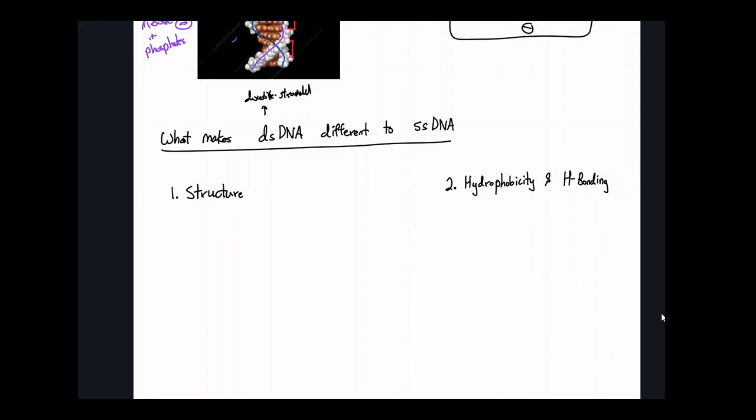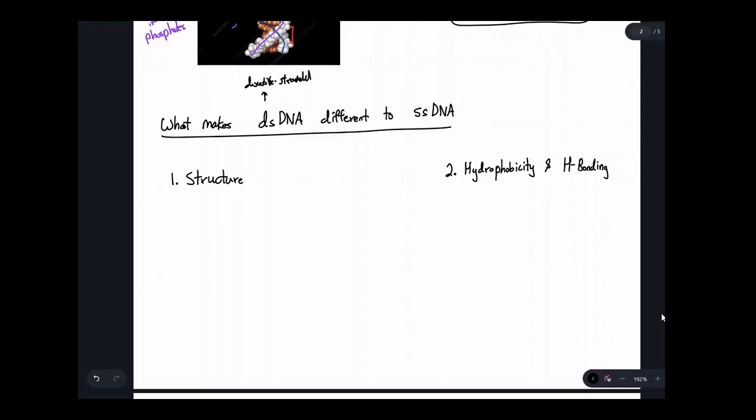What makes double-stranded different to single-stranded? A couple of things. Obviously, the structure when it comes to binding proteins, so proteins that want to bind DNA, the shape is totally different. The shape and the nature of that helix is going to be the minor and major grooves. That makes double-stranded DNA very different than single-stranded DNA.